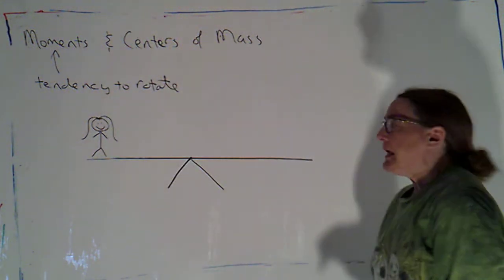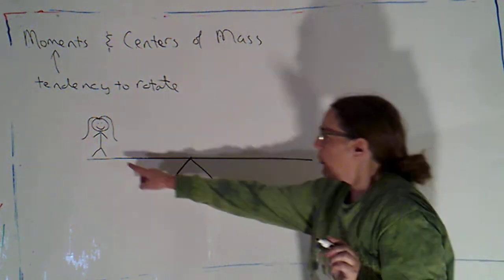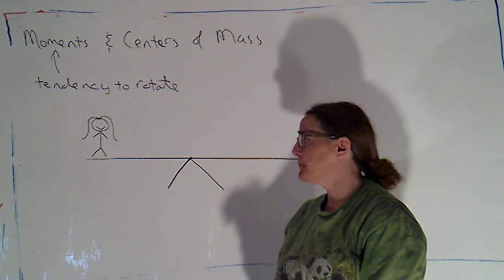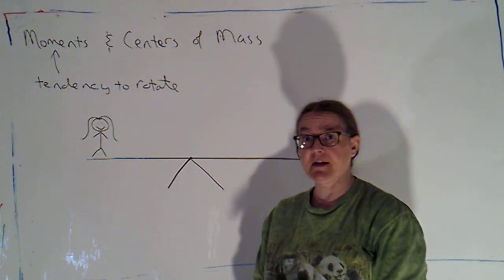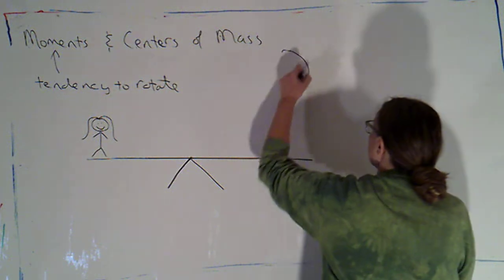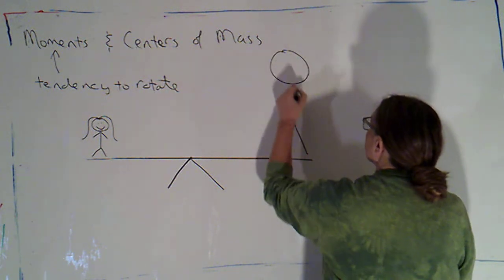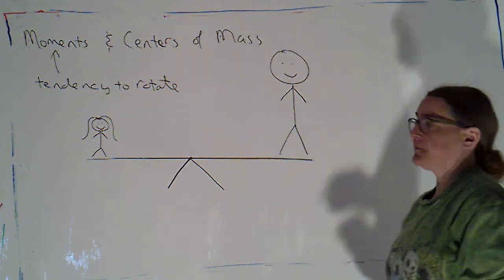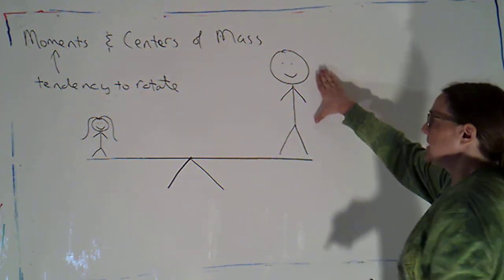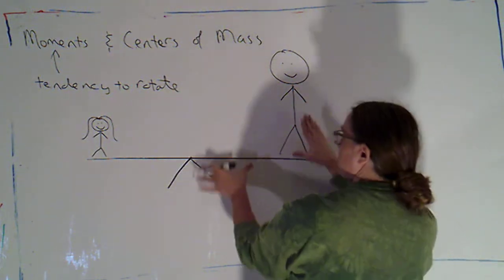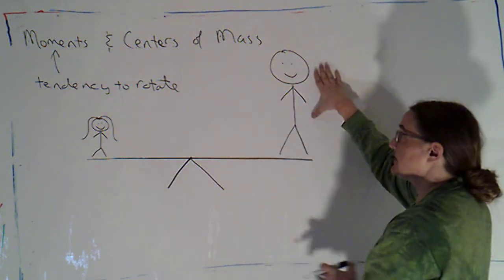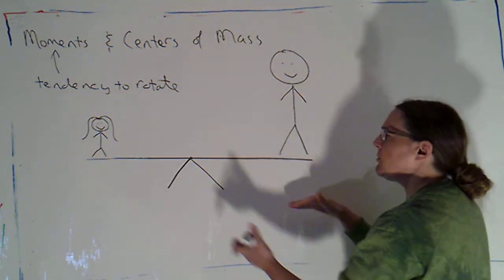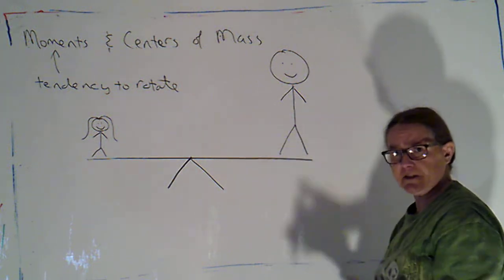Now, suppose this poor child has no friends who want to play on the teeter-totter with her. So a kindly adult is going to come and play on the teeter-totter with her. This is not a good situation because, of course, this adult is going to cause the moment to be the tendency to rotate this way, because the moment caused by this adult is going to be a lot bigger than the moment caused by this child. And so we've basically created a child catapult here.